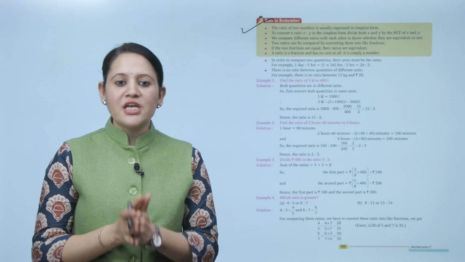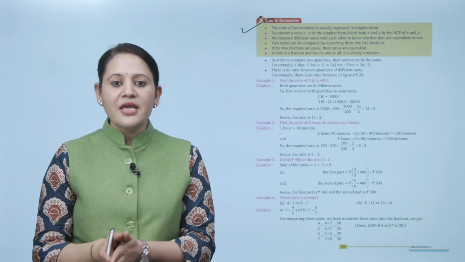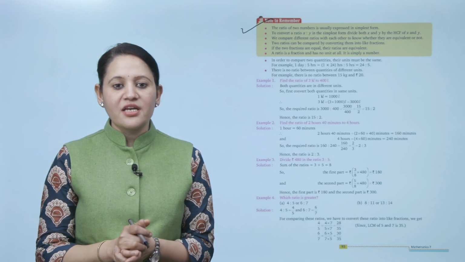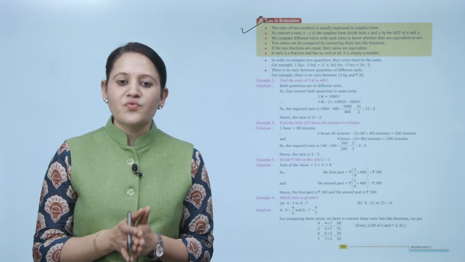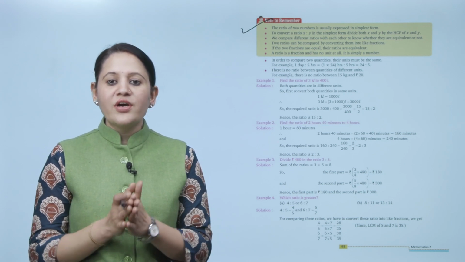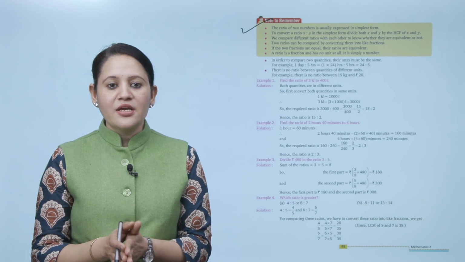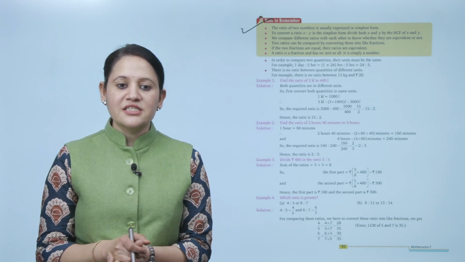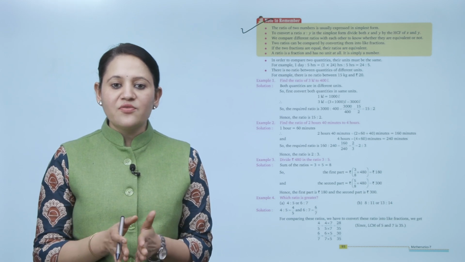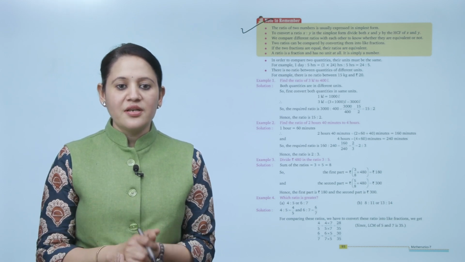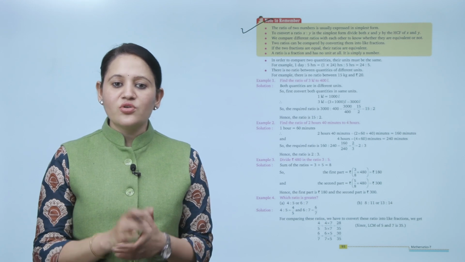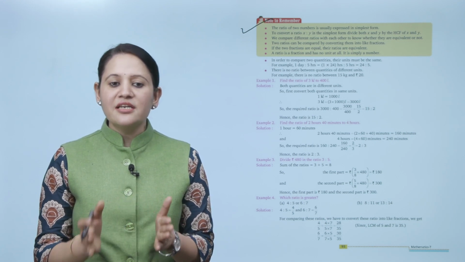To convert a ratio x ratio y to the simplest form, divide both x and y by the HCF of x and y. To compare different ratios with each other to know whether they are equivalent or not, two ratios can be compared by converting them into like fractions. If the two fractions are equal, their ratios are equal. The ratio is a fraction and has no unit at all. It is simply a number.